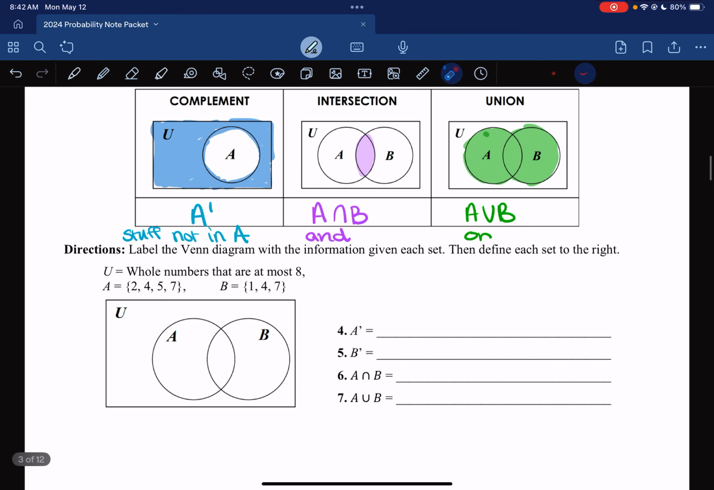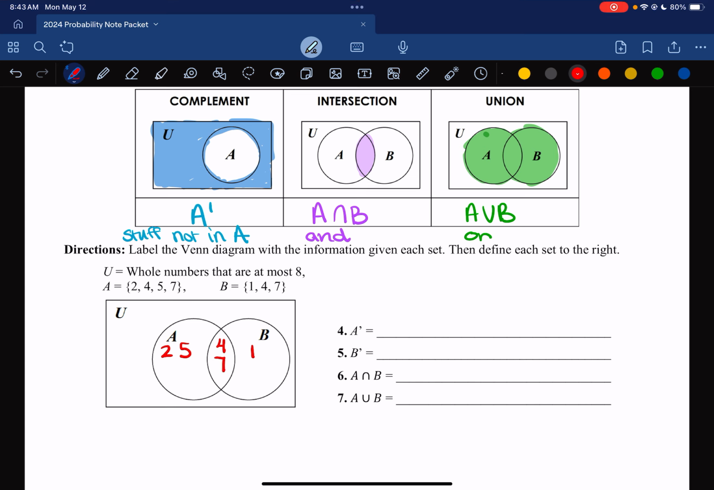So here we have an example. Directions: label the Venn diagram with the information given for each set, then define each set to the right. So U is whole numbers that are at most 8. A is 2, 4, 5, 7, and B is 1, 4, 7. So first, when we fill in our Venn diagram, you're going to take the numbers and fill them in. So 1 is in B, but not in A. 2 is in A, but not in B. They both have 4. A has 5, and they both have 7.